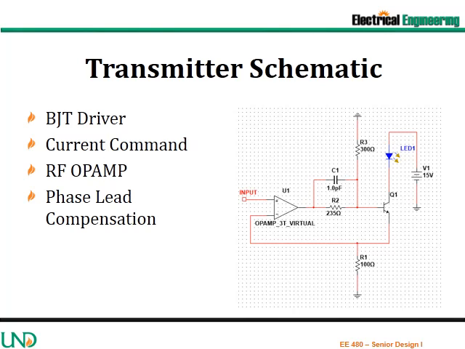A current command is desired because of the linear relationship of current to optical power. A 300 MHz op-amp is currently being utilized to force compliance of the laser diode to the command signal. To compensate for the ringing due to the capacitive load of the laser diode, a phase lead compensator was utilized.